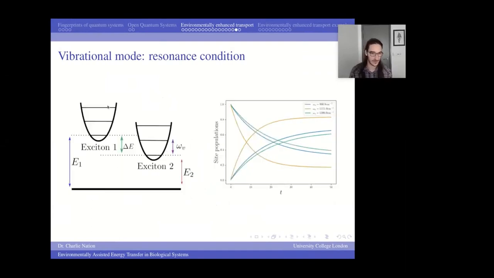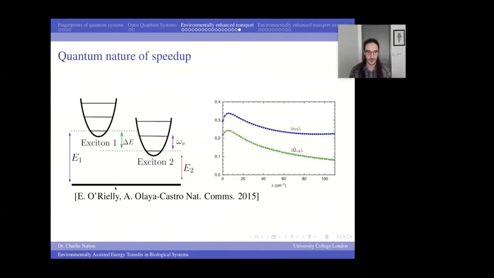So here we have a diagram of the mechanism again of the resonance. So the resonance occurs when the exciton 2 plus a single relative displacement mode vibration is similar to the energy of exciton 1. So this allows this bridge between exciton 1 and 2 to be crossed without a large change in the energy.